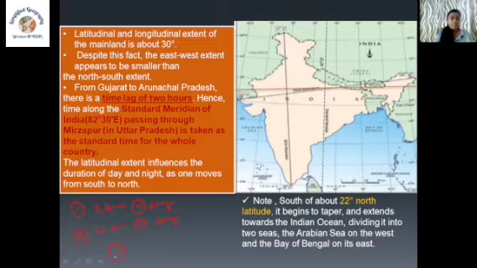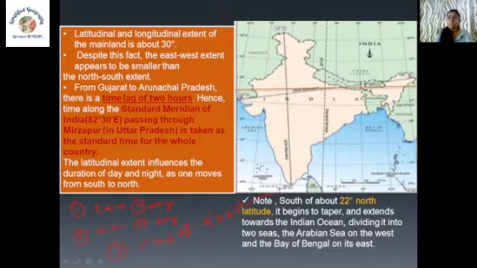And the third thing is 1 degree longitudinal variation or the difference causes 4 minutes of time difference. Okay, I am writing in short, but if you are noting it down, you will do it in full. Follow my words and do it in full. Otherwise, the next time you will sit with your copy, you won't understand anything. So 1 degree longitude difference causes 4 minutes of time difference.